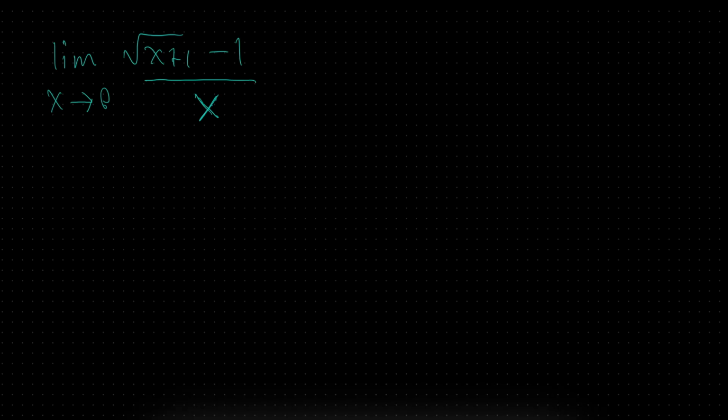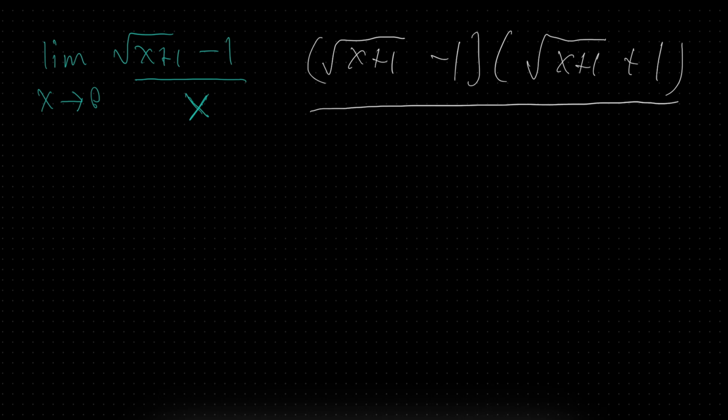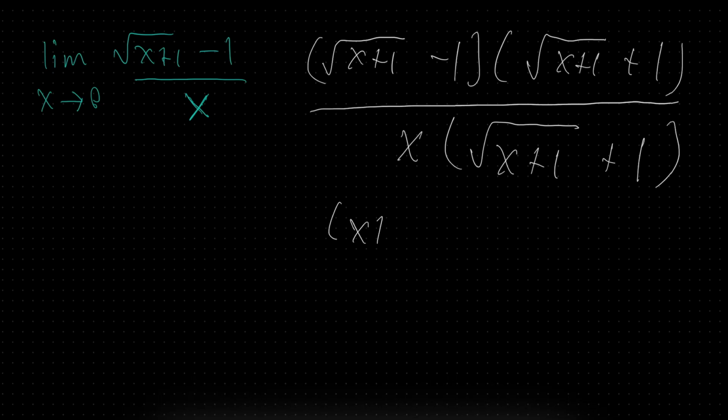All right, let's try another example where we have to multiply by the conjugate. So let's write this over here. Let's multiply this entire numerator by square root of x plus 1 plus 1 this time. Multiply the denominator by the same thing to keep the same value. x times square root of x plus 1 plus 1.